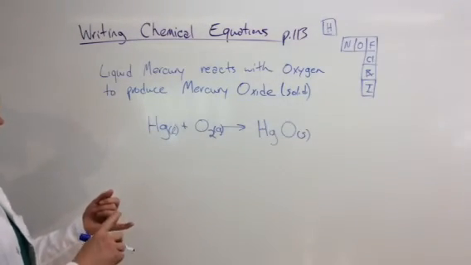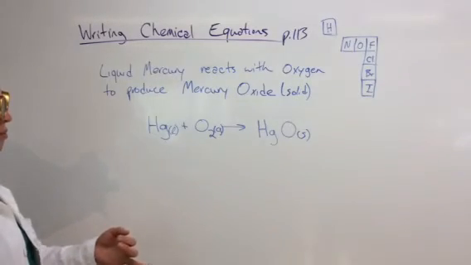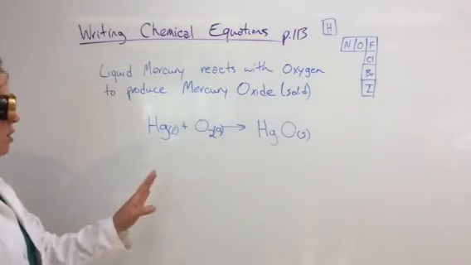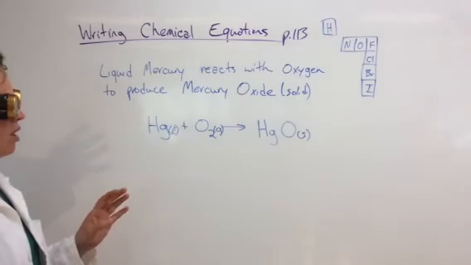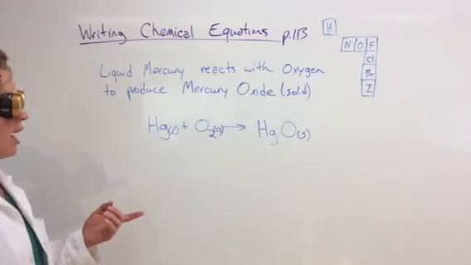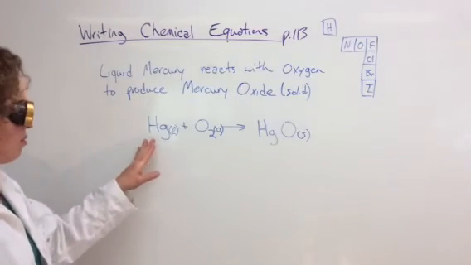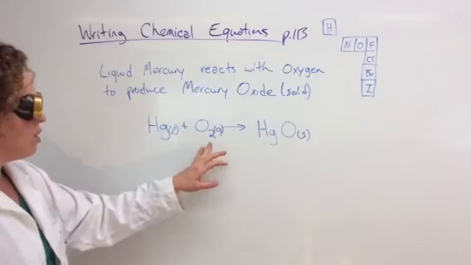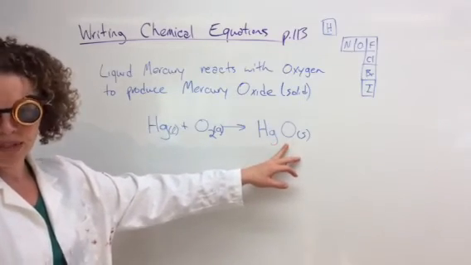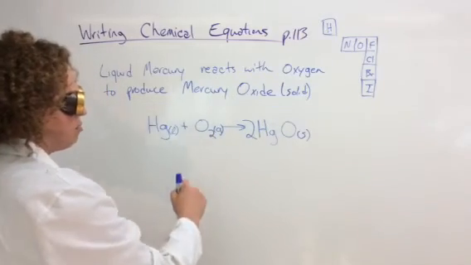So we've got our elements written down. We know what they've created. We know that they're liquid, gas, and solid. We've got our charges balanced. All that's good. We would look now at, is the equation itself balanced? So I've got a mercury and a mercury, O2 and O. That's not balanced. So I would add a 2 here to make these two balance.